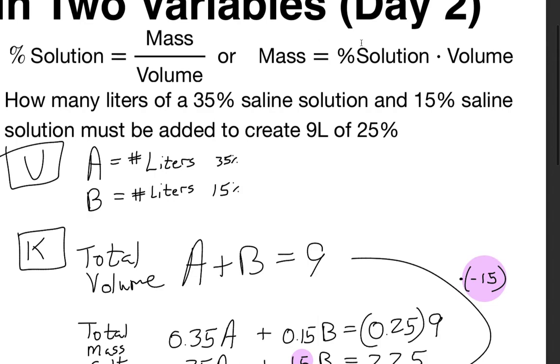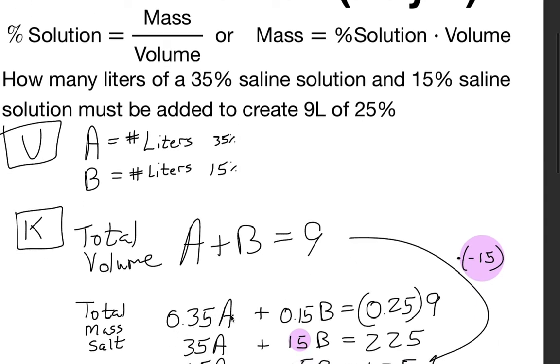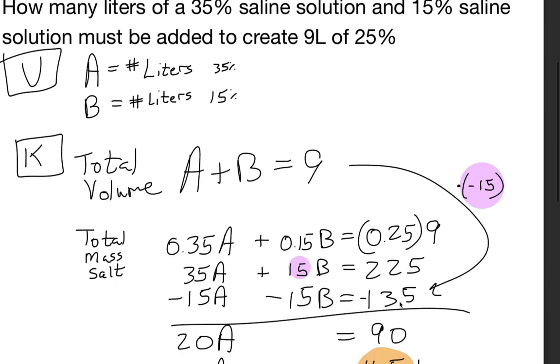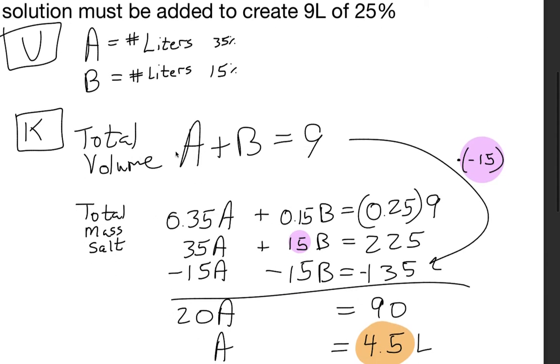Using our formula here, we can take the percent solution. I'm going to take these 35%, 15%, and 25% and write them as decimals. 0.35 times A, and then 0.15, this is percent solution, times B, this is the volume, is equal to 0.25 times 9 here. So now I have this equation. This is a total volume equation, and this is a total mass of salt equation. The mass of A plus the mass of B gives you the final mass.